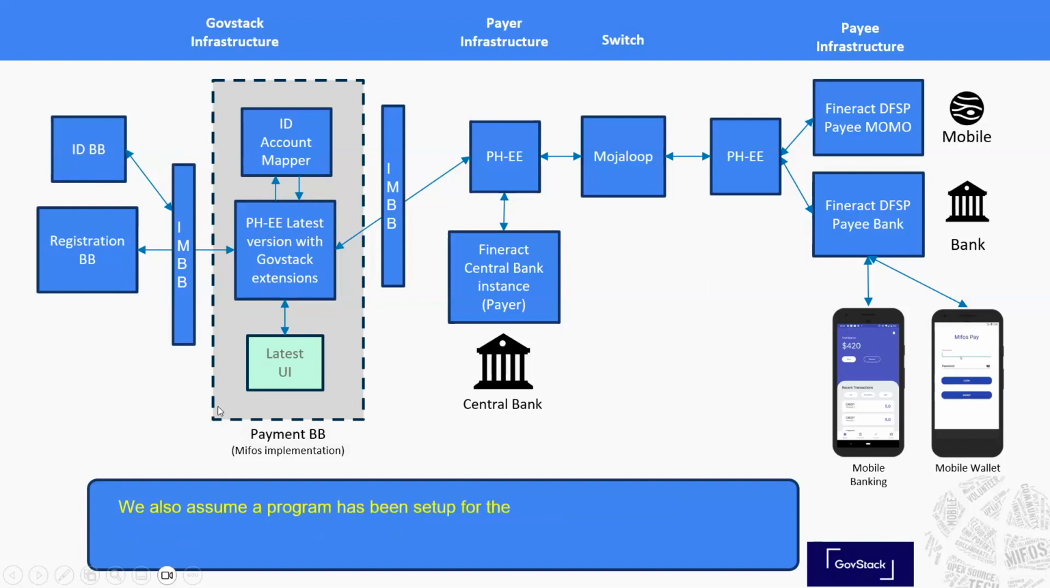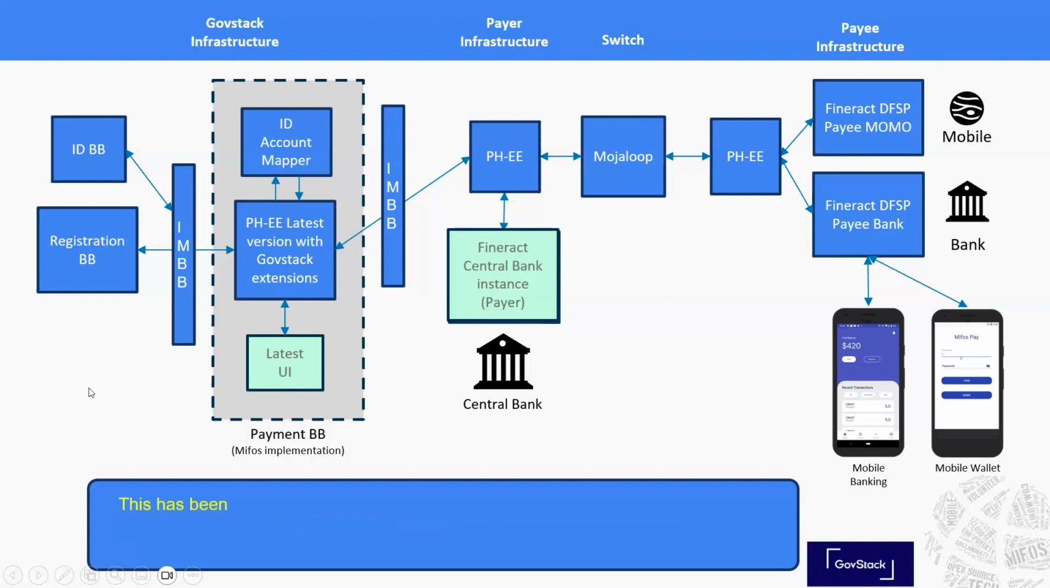And we are also assuming that a program has been set up for the government, for example, to make maternity payments. And we talked in yesterday's session about Gov001 being the program ID, so to speak, for a government payment.